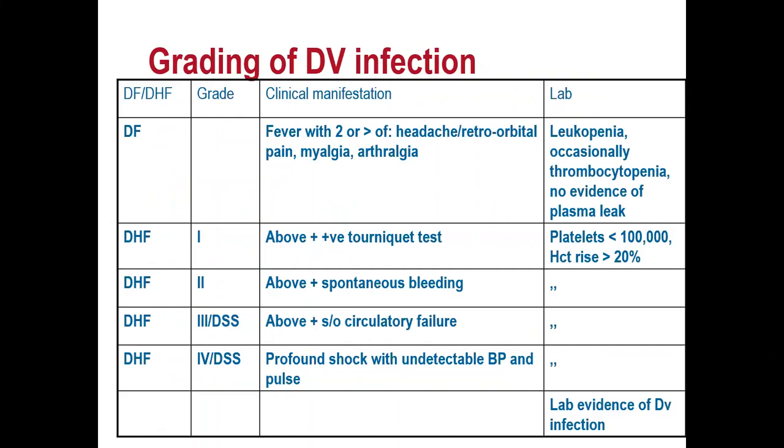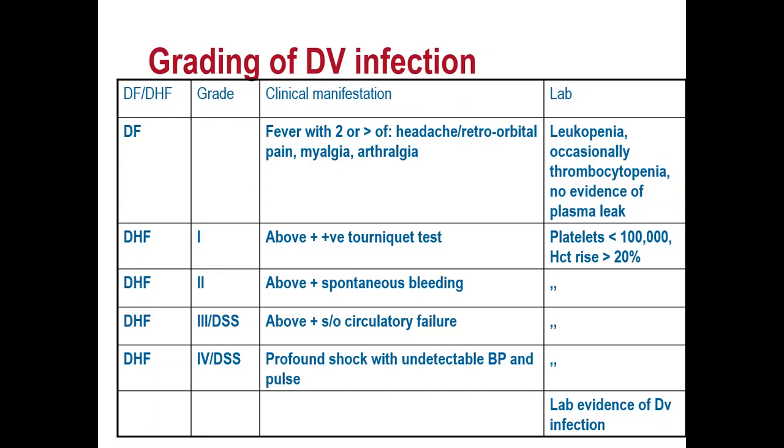It is the grading of the dengue fever. The dengue virus is graded according to the WHO as dengue hemorrhagic fever grades 1, 2, 3, and 4. The definition for dengue fever is a fever of more than 2 days with headache, retroorbital pain, myalgia, and arthralgias. The lab investigation will reflect changes like leukopenia, which is most common, thrombocytopenia, and maybe no evidence of plasma leak.